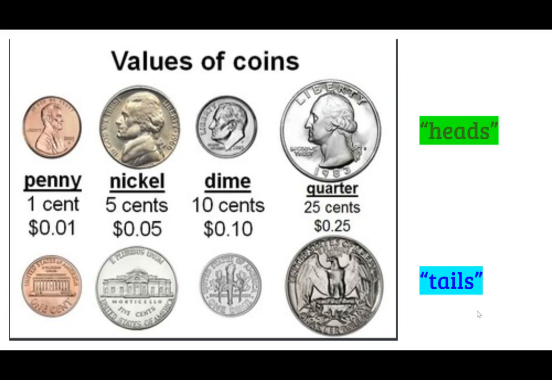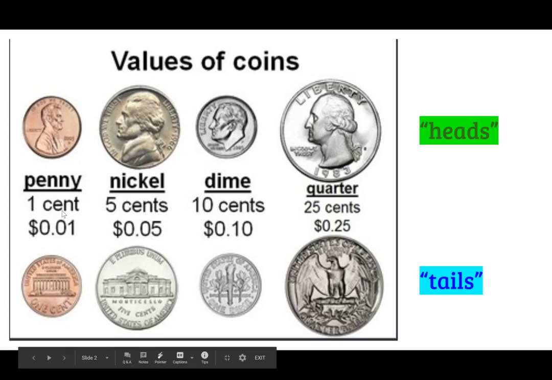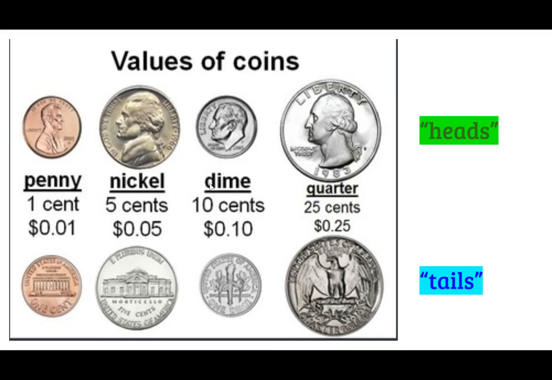So here's the value of our coins. A penny is brownish in color and it is 1 cent. A nickel is worth 5 cents. A dime is worth 10 cents. And a dime is the smallest coin, but it's actually worth more than a penny and a nickel. And a quarter is worth 25 cents.